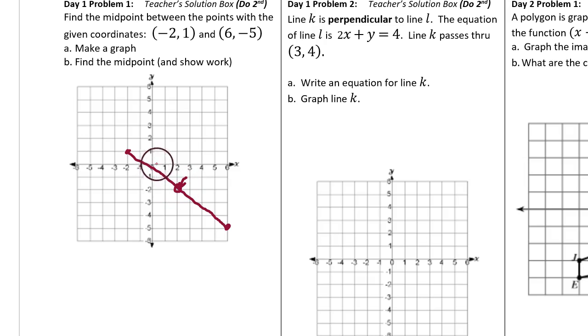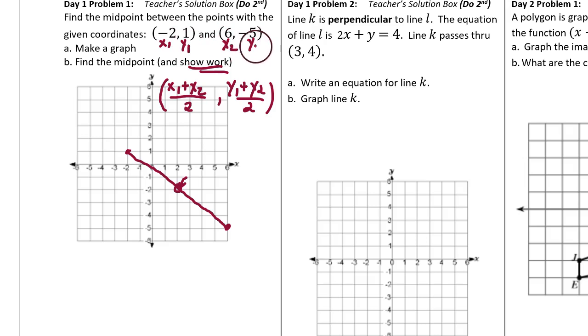We think the answer is over 2, down 2. To know for sure, let's work out the midpoint using a formula. The formula for midpoint is to average the x-coordinates and average the y-coordinates. You add the x-coordinates together and divide by 2, and add the y-coordinates together and divide by 2. Up here in these ordered pairs, this is x1 and y1. This number is x2 and y2.